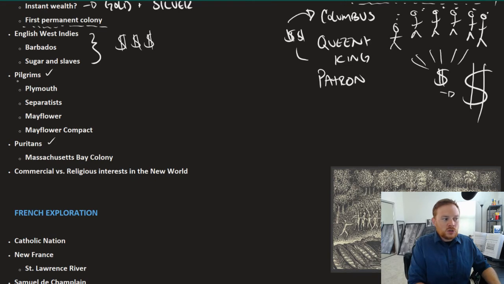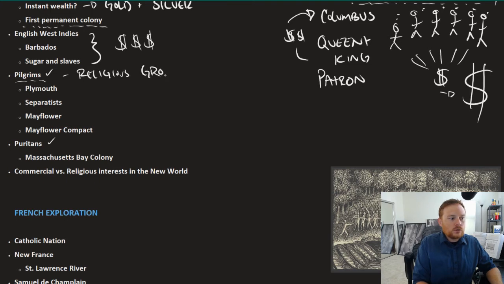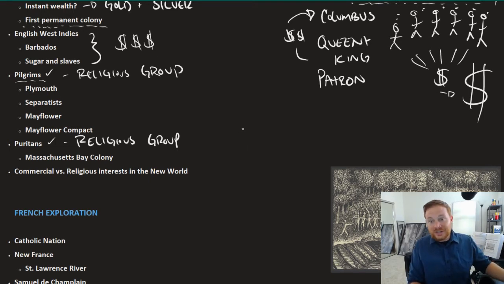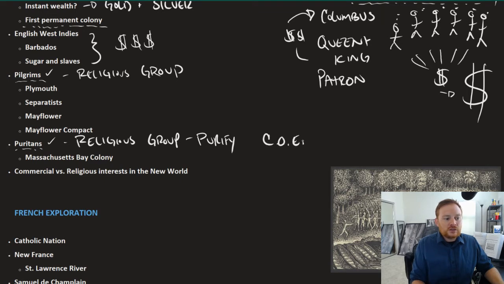So Puritans were a small religious group. And the Pilgrims are a religious group as well, right? Now, they're pretty similar, but they're a little bit different. If we recall from the last section, what do Puritans want to do? Well, they want to purify the Church of England, right? That's to say the Church of England is a Protestant church, which is good, but it's still too Catholic, and they want to purify some of those elements.